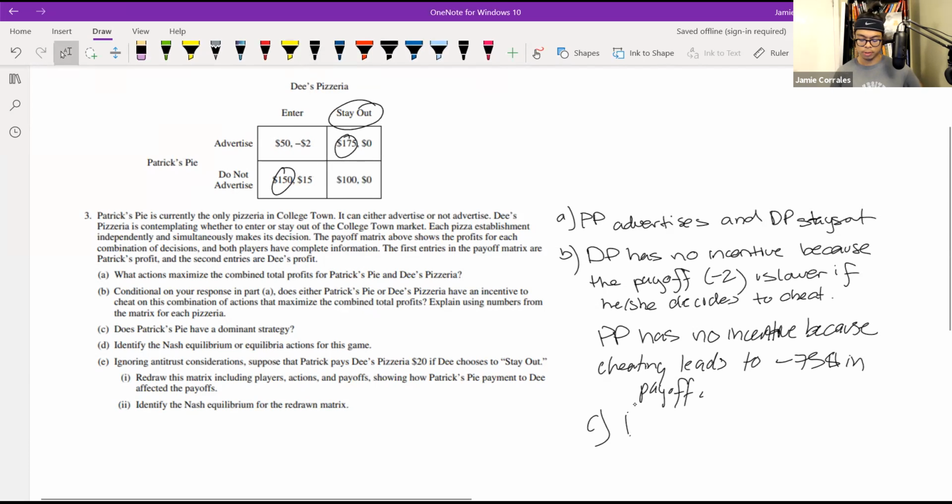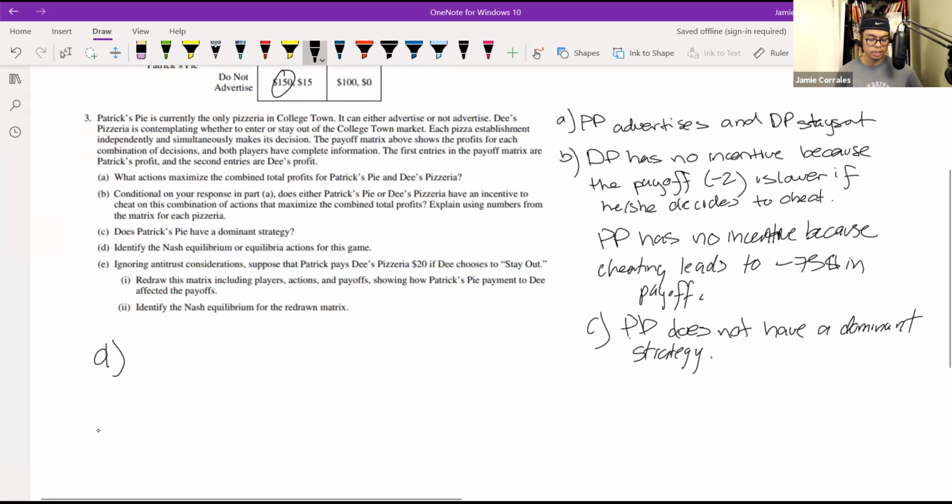So clearly PP does not have a dominant strategy. Again, to have a dominant strategy, your action does not depend on what another player does. Clearly, PP, his move depends on, well, it's a he because Patrick is a he name, whether D enters or stays out.